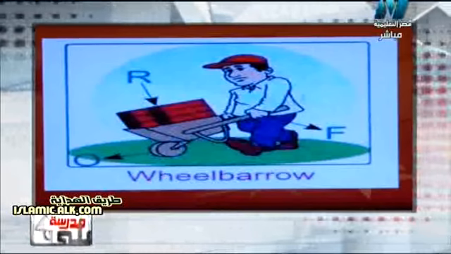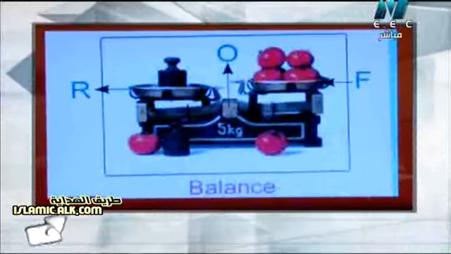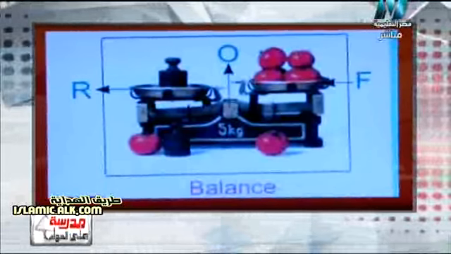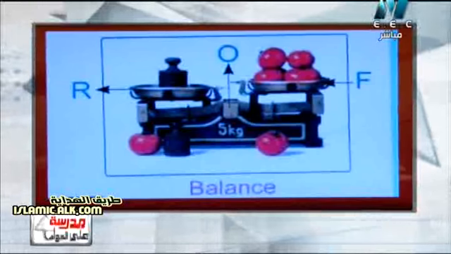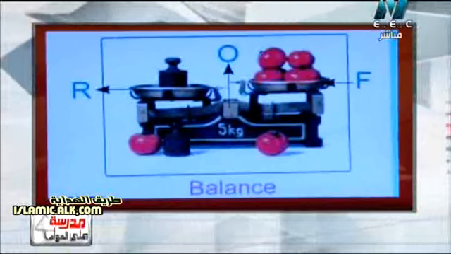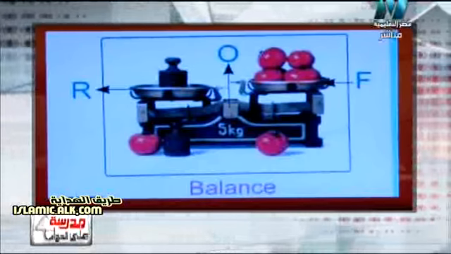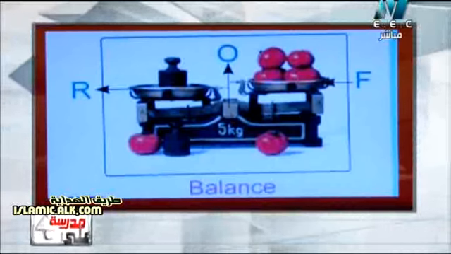Another example: balance. Balance is a common lever in our daily life. Balance contains the fulcrum between F and R, between the effort force and the resistance. So surely balance is a first class lever because it contains the fulcrum between F and R.